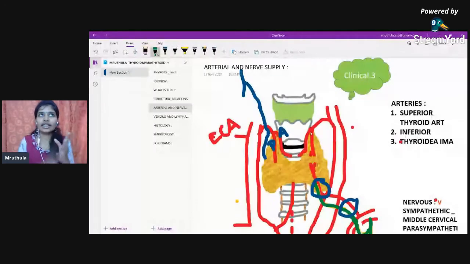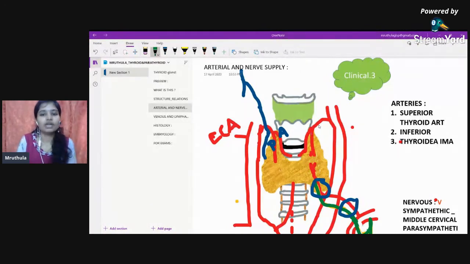Just remember the recurrent laryngeal nerve and the inferior thyroid artery. The recurrent laryngeal nerve is close to the artery, that is the inferior thyroid artery, when it reaches close to the gland. Just remember this one statement: the recurrent laryngeal nerve is very close to the artery when it is close to the gland. So obviously when it is close to the gland, the relationship will be opposite to the distant one. Similarly, on the superior aspect we have the external laryngeal nerve, which has an opposite relationship with the superior thyroid artery.